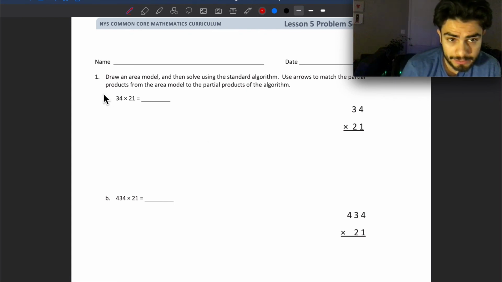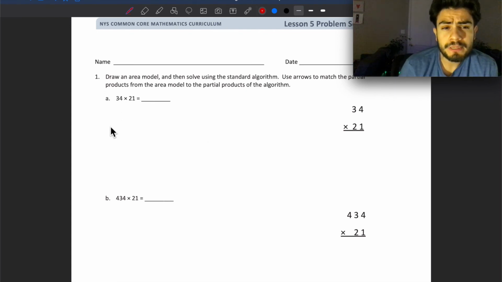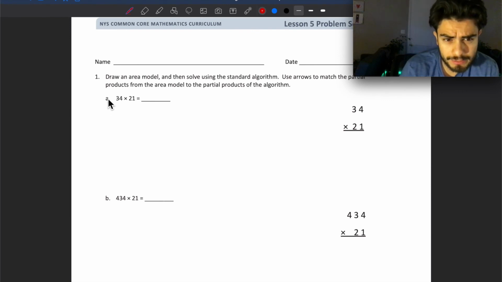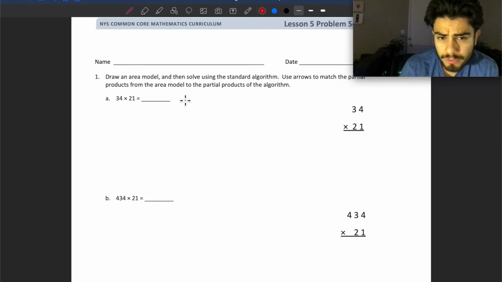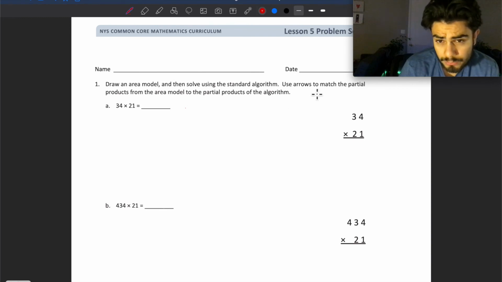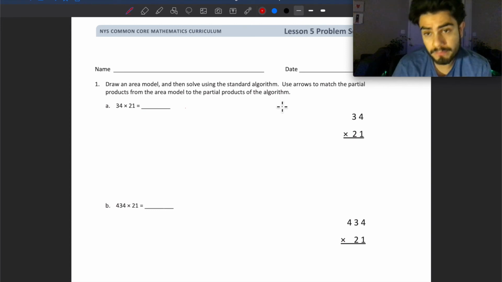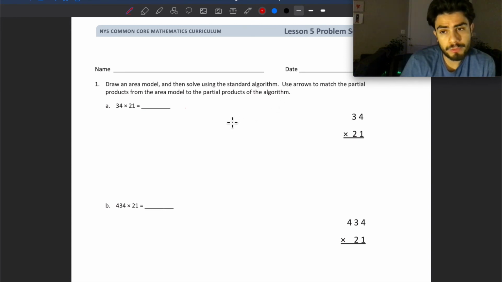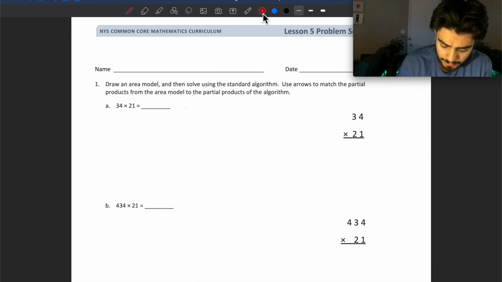So let's take a look at 1A. Now, in 1A, you have the following sentence here. You have 34 times 21 is equal to what? Now, in the directions, it's asking us to draw an area model and then solve using a standard algorithm. Use arrows to match the partial products from the area model to the partial products of the algorithm. A lot of words, but don't worry, we're going to take it a step at a time. So, let's take a look right here.